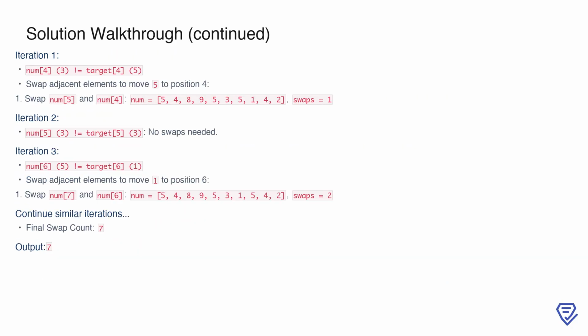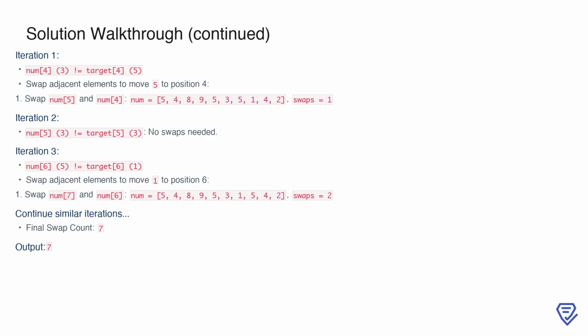To begin the transformation process, we compare the arrays element by element. At index 4, the original number has a 3, but the target number has a 5. To correct this, we perform adjacent swaps until the 5 reaches the correct position. Swapping number 5 with number 4 updates the array and increments the swap count to 1. Next, at index 5, the numbers already match, so no swaps are required.